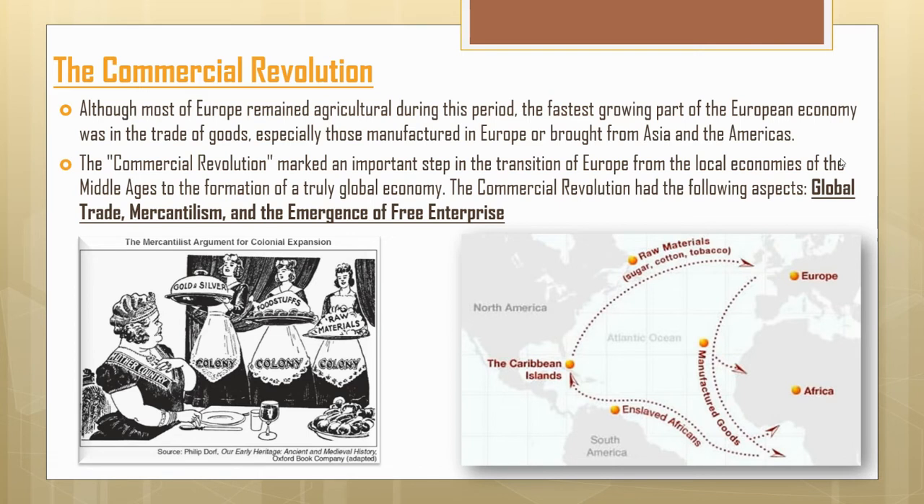The commercial revolution had the following aspects: it had global trade, had mercantilism, and the emergence of free enterprise. And this is kind of what we have talked about as the triangular trade. So, raw materials coming into Europe, manufactured goods going into Africa, enslaved Africans coming into the Caribbean, and then eventually into the southern colonies.